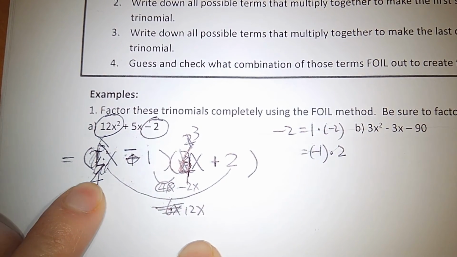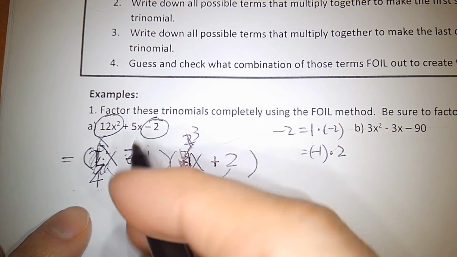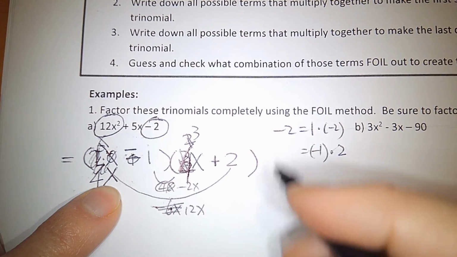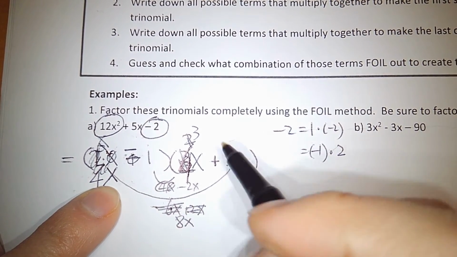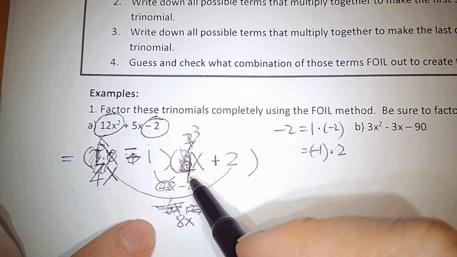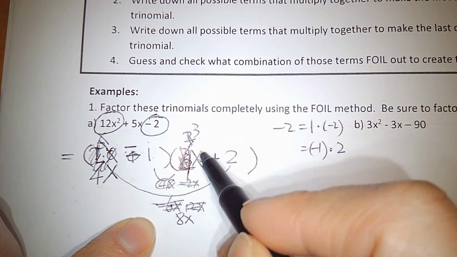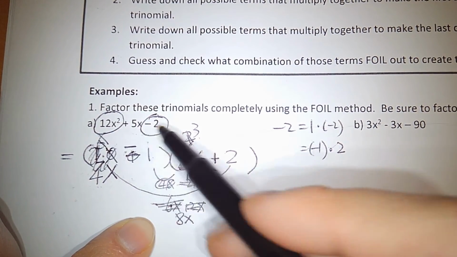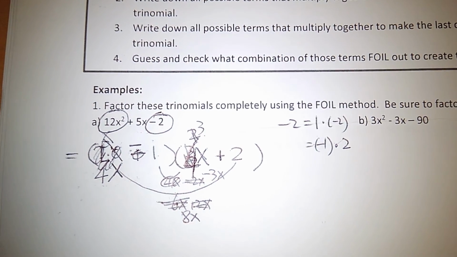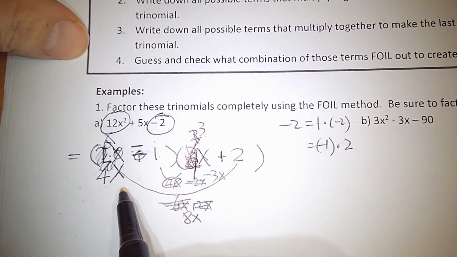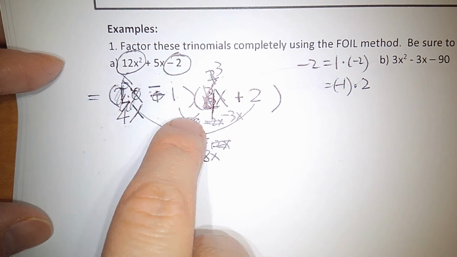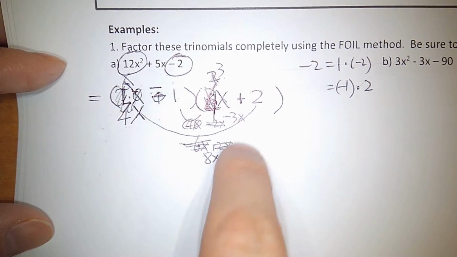Now let's see. 4x times 2 equals 8x. Negative 1 times 3x equals negative 3x. How about the sum? Does the sum equal 5x? Yes, 8 minus 3. Yes. So we have already finished factoring. What is the answer? 4x minus 1 times 3x plus 2.